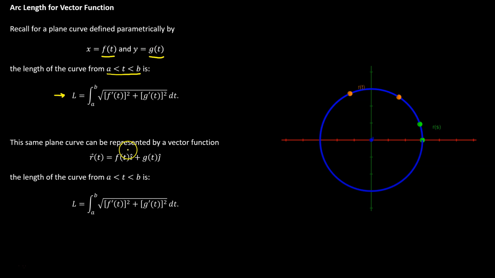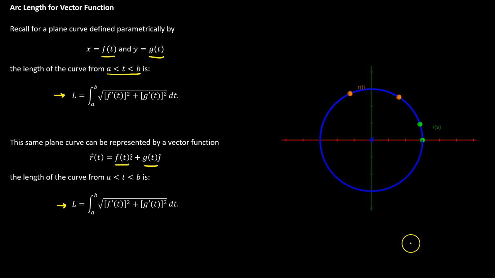A vector function defines a plane curve very similarly. So that plane curve that's defined by f of t and g of t, we can take those 2 parametric equations and plug them into a vector function, and the vector function can describe that exact same plane curve. And so naturally, if we wanted to calculate the length of that plane curve between the parameters t equals a and t equals b, we'd use the same integral.